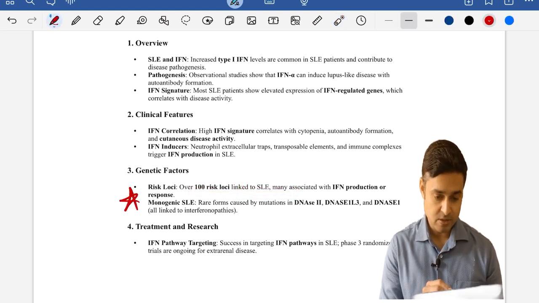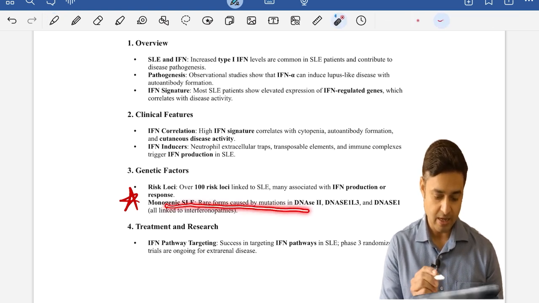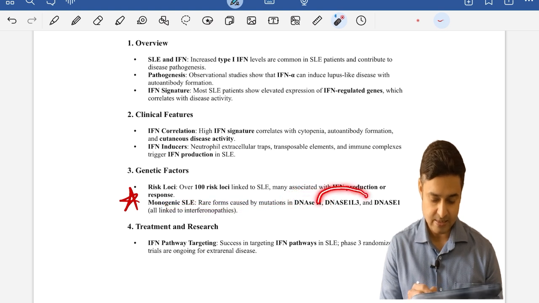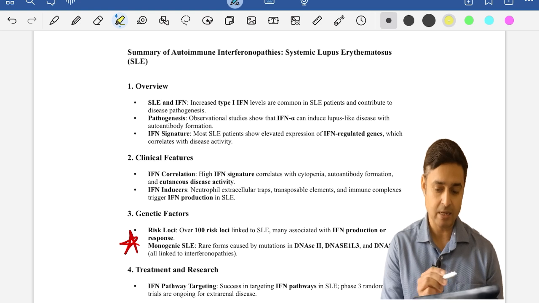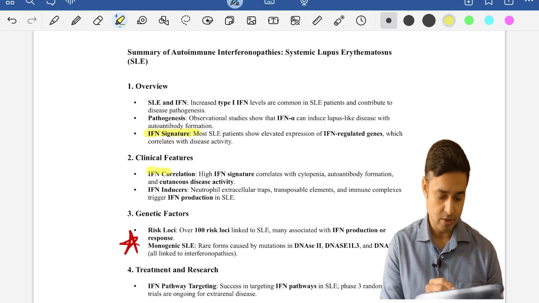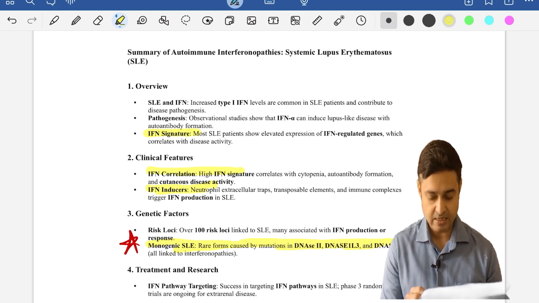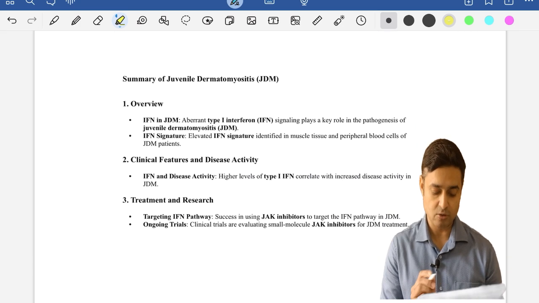So the most important question is monogenic SLE. This monogenic SLE is caused by DNase II, DNase 1L3, DNase 1, all linked to interferonopathies. So this slide, SLE and association with interferon, basically shows interferon signature, interferon correlation, interferon inducer, and monogenic SLE caused by DNase II, DNase 1L3, DNase 1, all linked to interferonopathies.